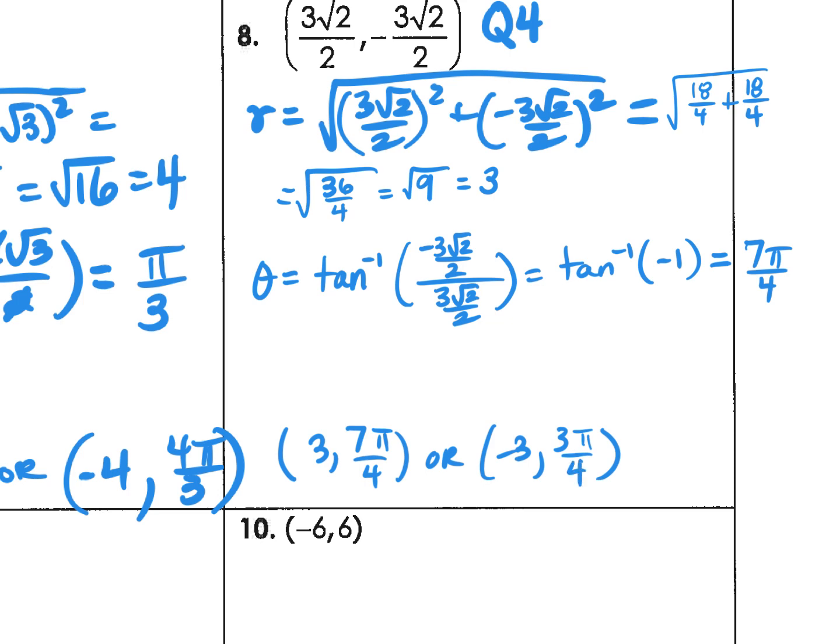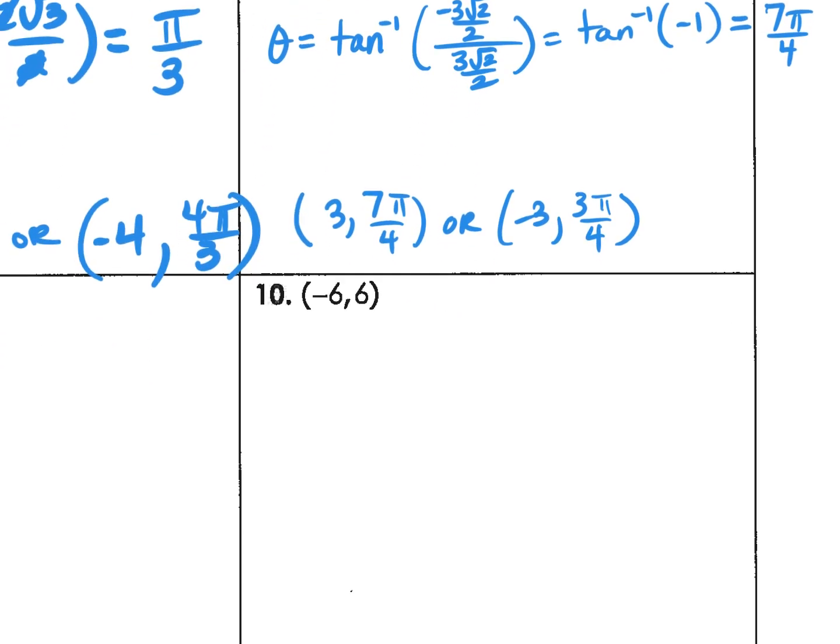How did she get 3 pi over 4? Straight across, change the sign on the r. See, it's formulaic, isn't it? You just plug it in the formula using your unit circle. You can do this.